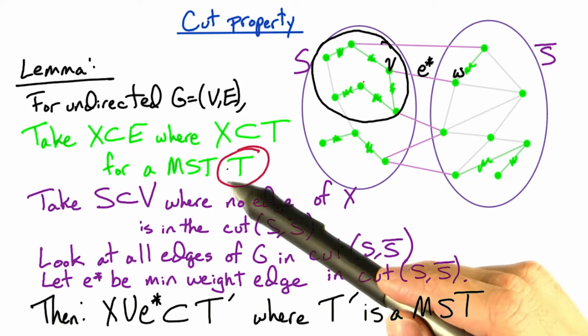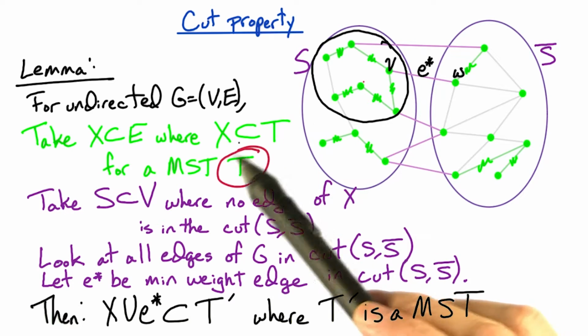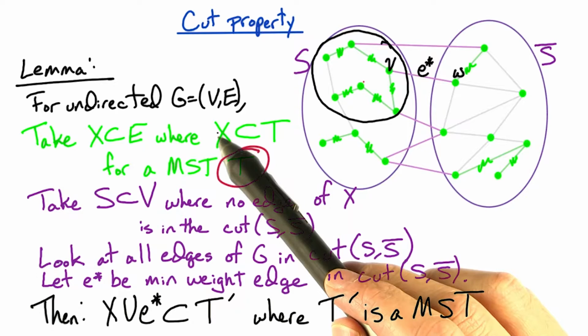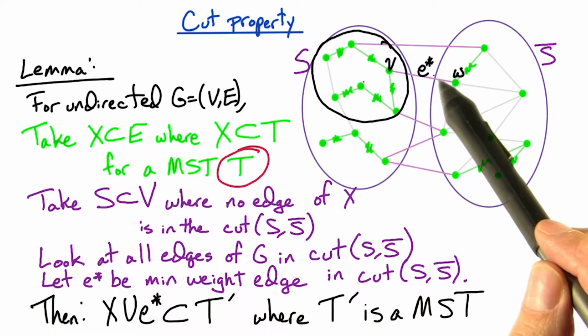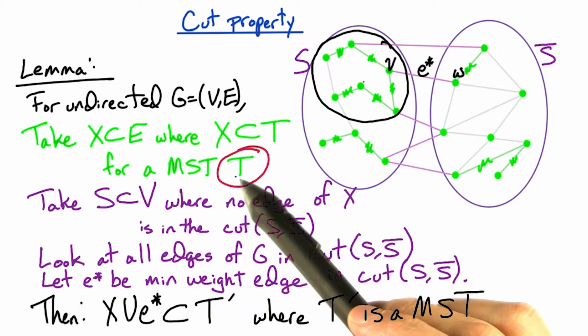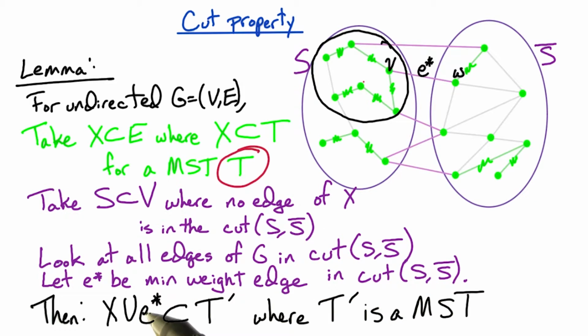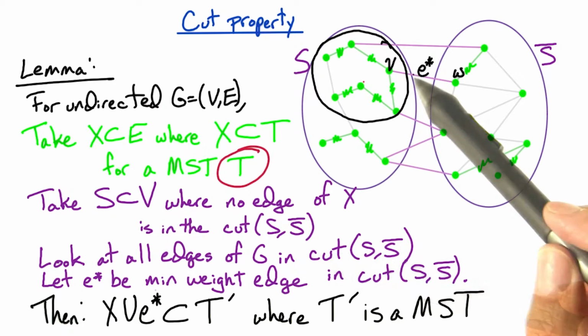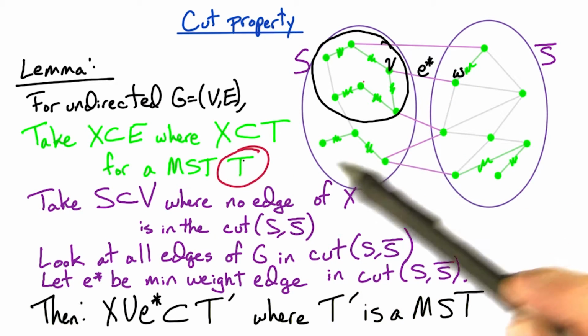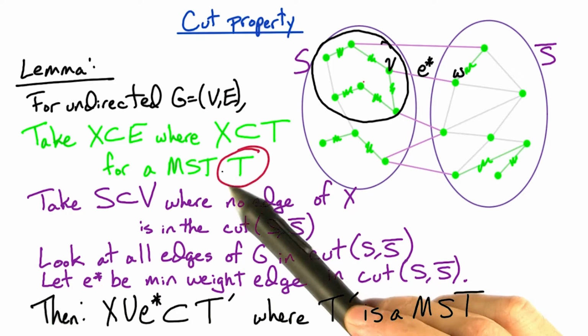We're going to take this tree T. We don't know this tree T, but we know there exists an MST T which contains X, our partial solution so far. And now we're going to add this edge E star into X. Now if this MST T contains X union E star, then we're all done. Now there's no reason why this edge E star has to be in this tree T.